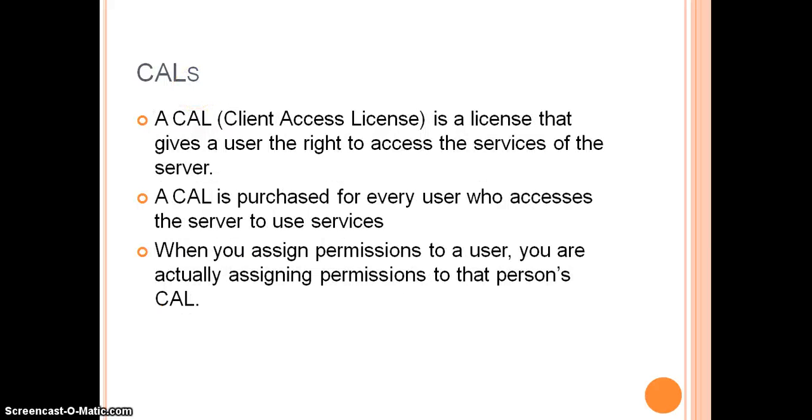A CAL, or Client Access License, is a license that gives a user the right to access the services of the server. A CAL is purchased for every user who accesses the server. When you assign permissions to a user, you're actually assigning permissions to that person's CAL. CAL is like a login.